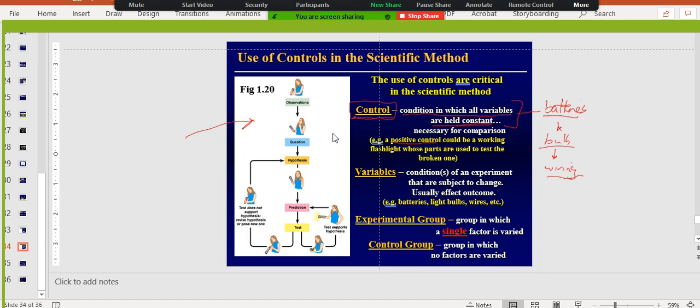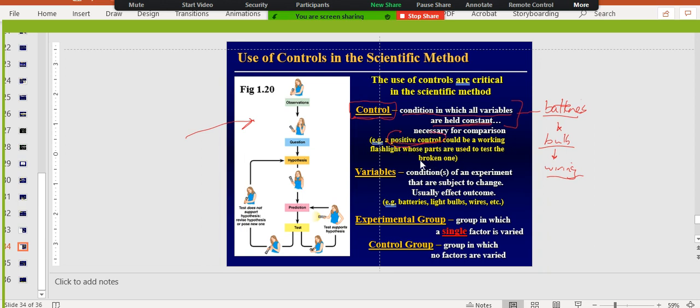And so the question you should ask yourself is, how do you know that those batteries that you just replaced in that flashlight work? Maybe try a second pair. So you would need a flashlight that works in order to make sure what you're replacing works as well, right? Does that make sense? And so that's a positive control.